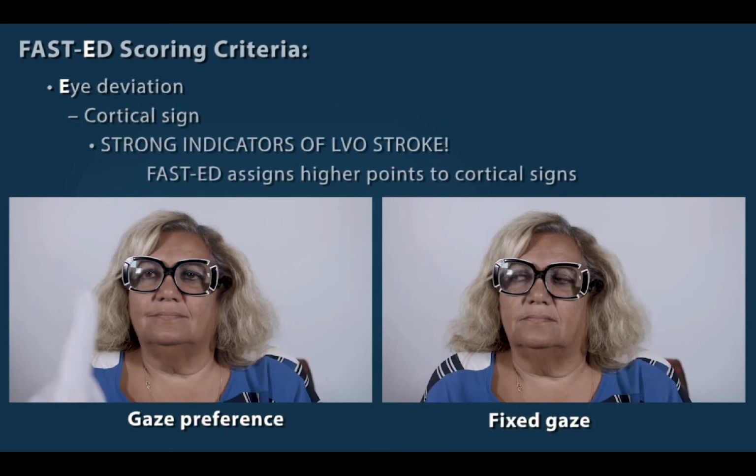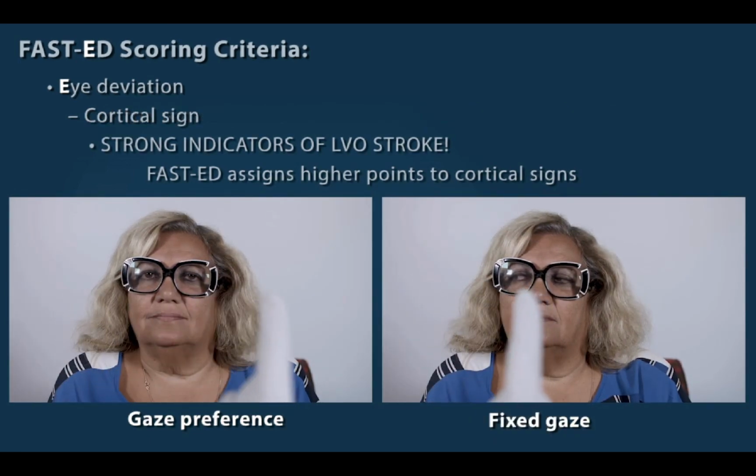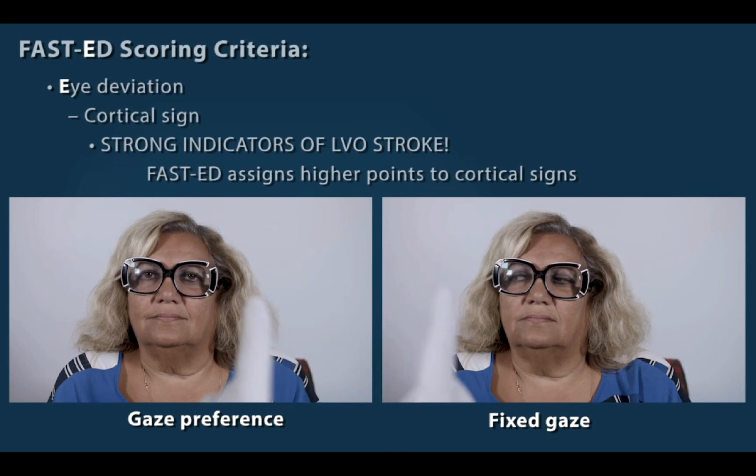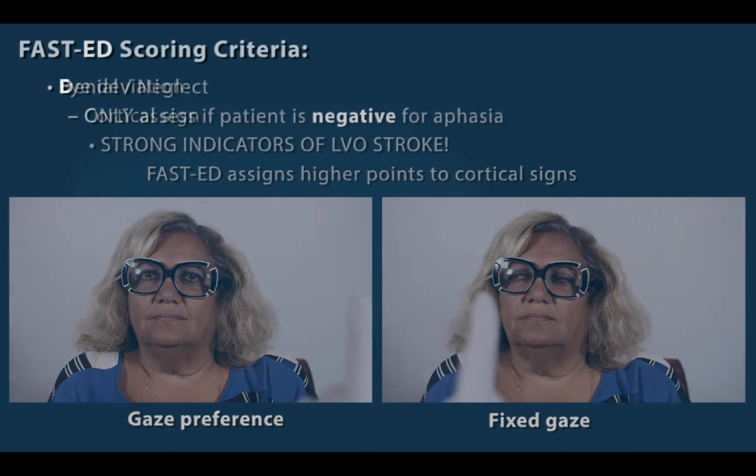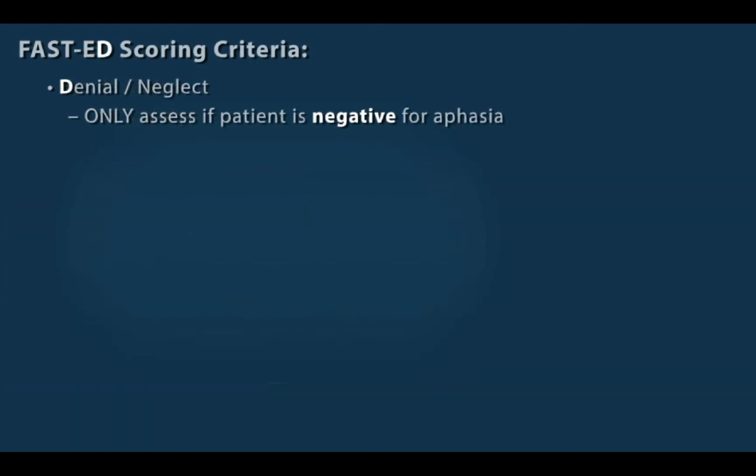Eye deviation is another cortical sign and a strong indicator of LVO stroke. When eye deviation is due to stroke, the eyes will be deviated or looking towards the side of the stroke. If aphasia was absent, and only if it is absent, check for signs of denial and neglect.